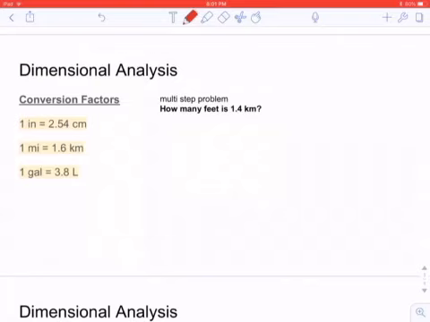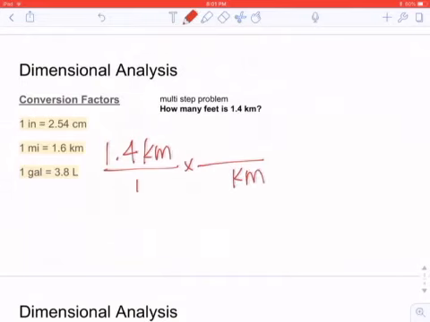Here's a multi-step problem, but I do the same thing. I'm going to start out with 1.4 kilometers, and I write that as a fraction. I already know I can put kilometers at the bottom. I have to figure out what units to put at the top. If I look at my 3 conversion factors I'm given, I know that feet can go into inches, so I'm going to use this first conversion factor right here. So first I have to go kilometers to centimeters.